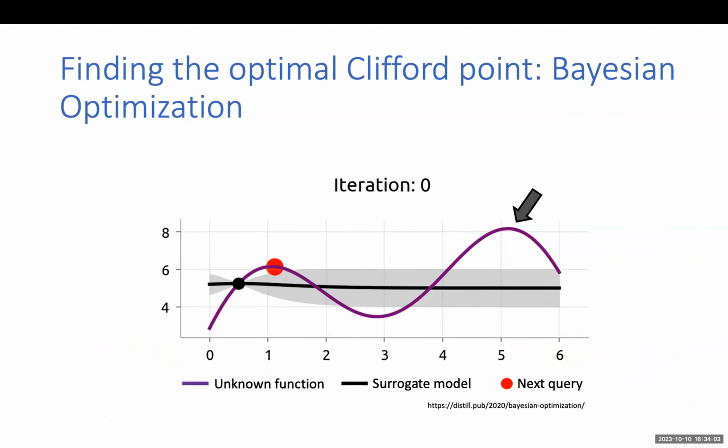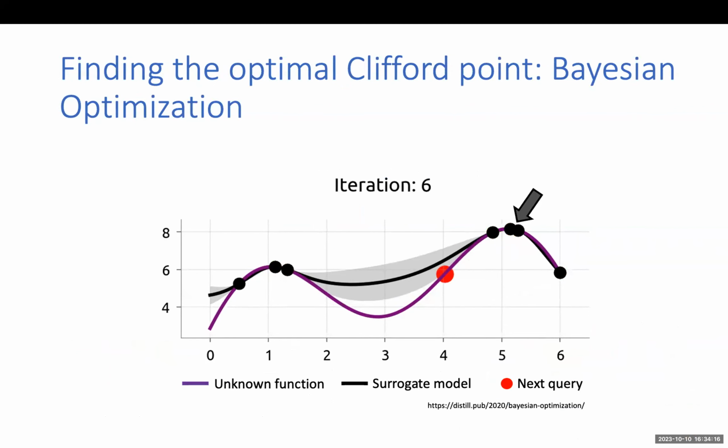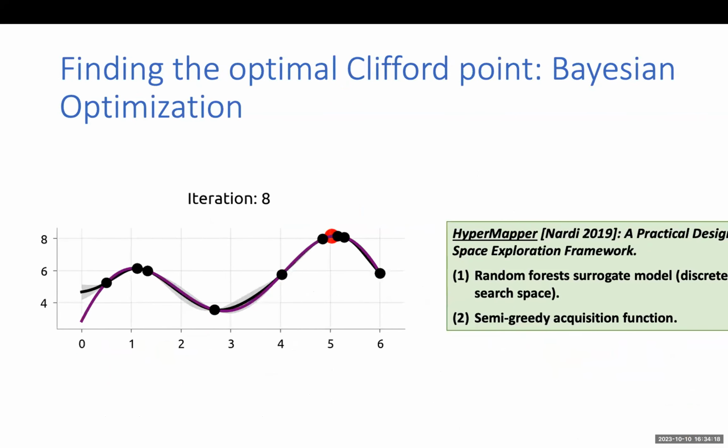In the initial work, we used a Bayesian optimization algorithm to do this discrete search, which I'm not really going to get into. It uses a random forest-based surrogate model, which is nice for discrete optimizations. But the key takeaway here is that it's good at finding those points.